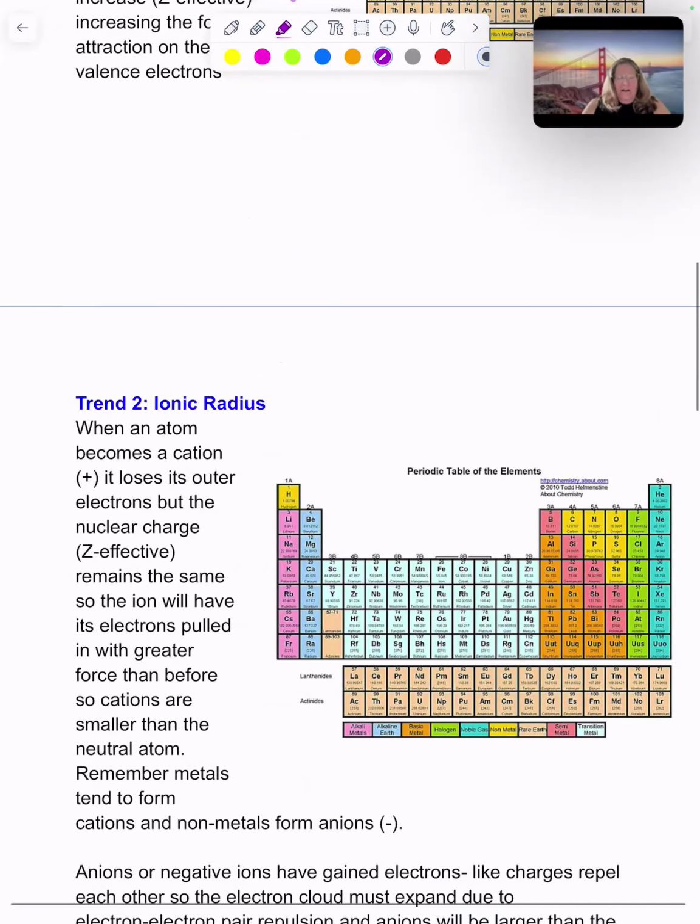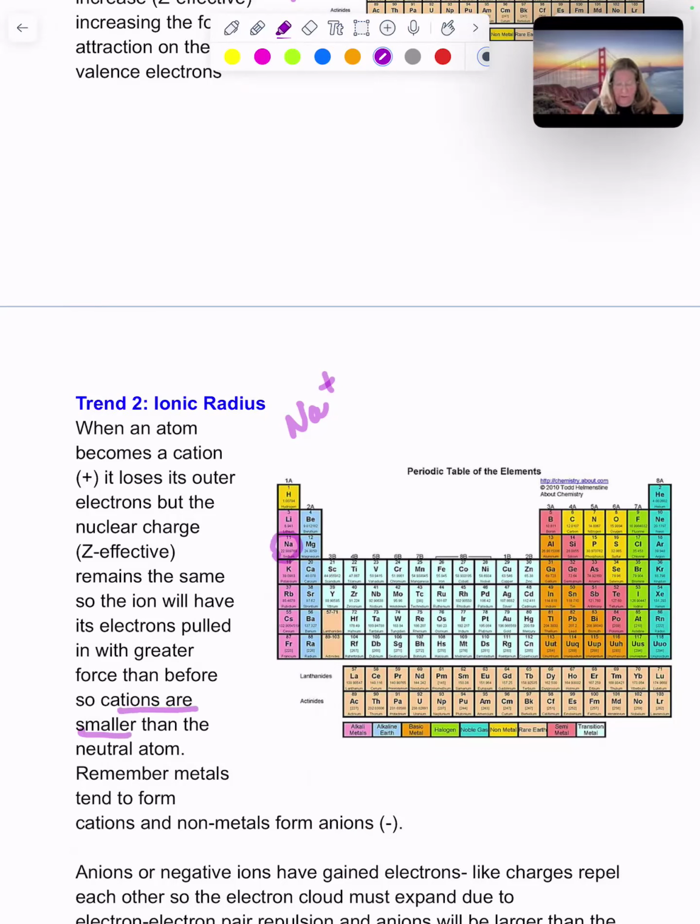Now, ionic radius. When an atom becomes a cation, it loses its outer electrons. So if we're looking at, let's just say sodium here. Sodium, when it becomes an Na+1, has lost its 3s1 electron, but it still has those extra protons. So that Z effective has increased. That's going to be drawing those in tighter. So cations become smaller. So cations are smaller than the neutral atom.